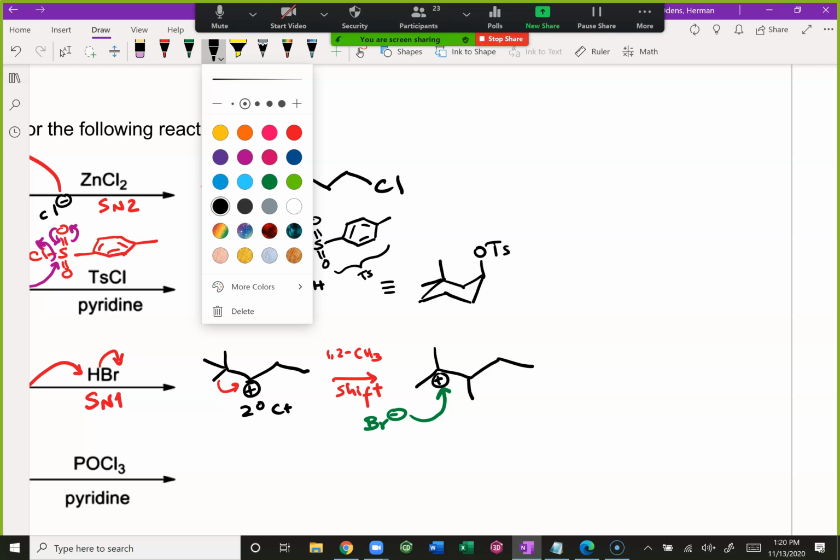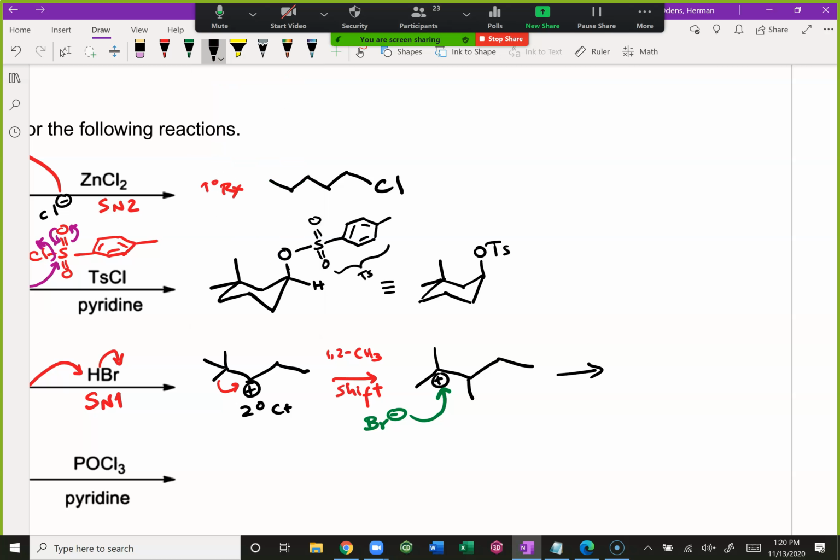So let's see here. Our final product will look like this, reorganized.